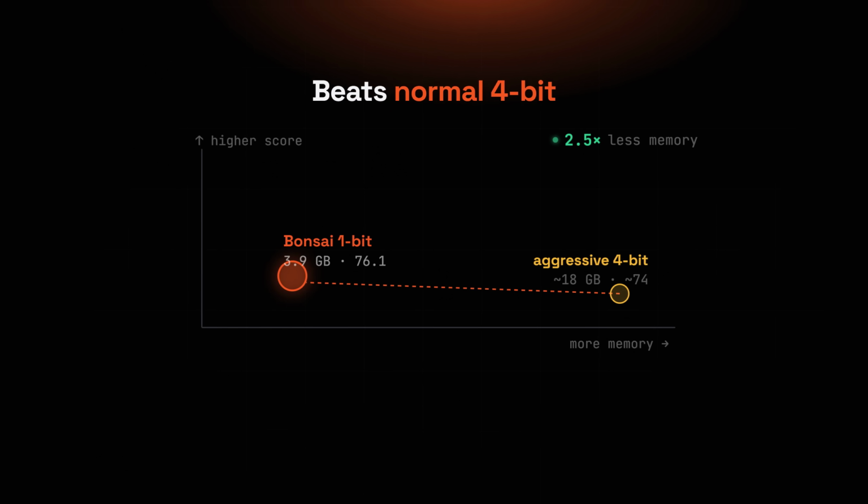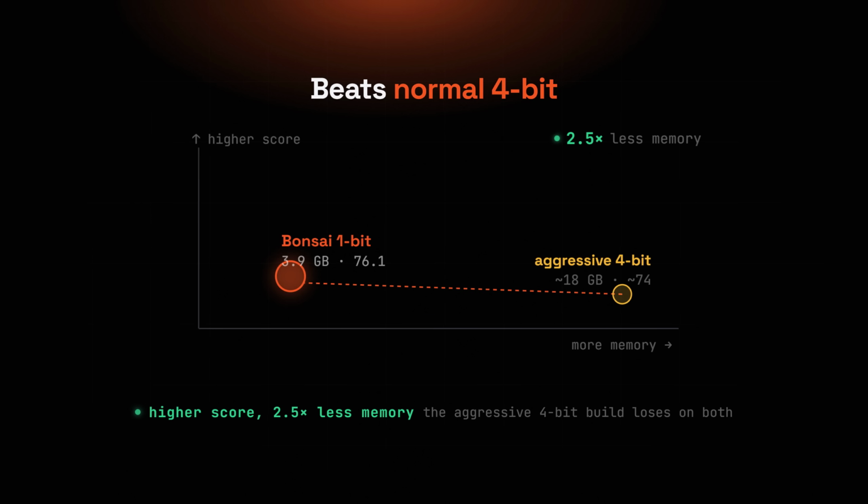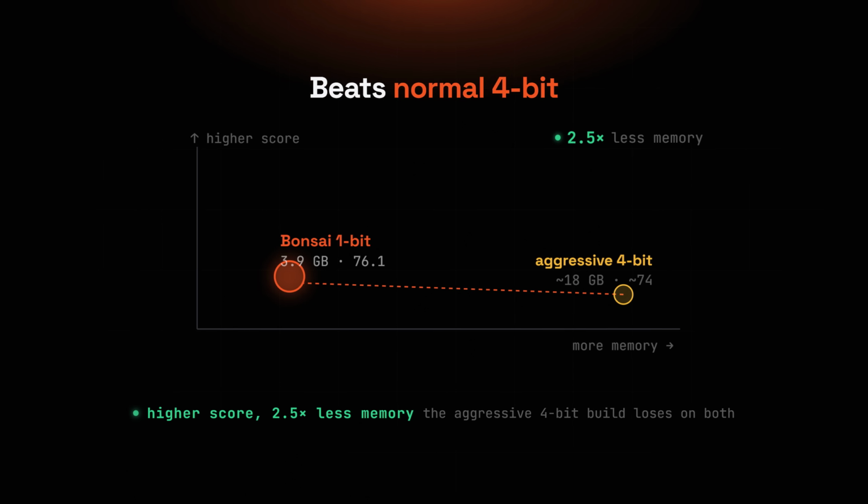Take the most aggressive normal 4-bit build of this same model. Bonsai's 1-bit version scores higher than it while using 2.5 times less memory. It is a strictly better trade than the quantization everyone already trusts.